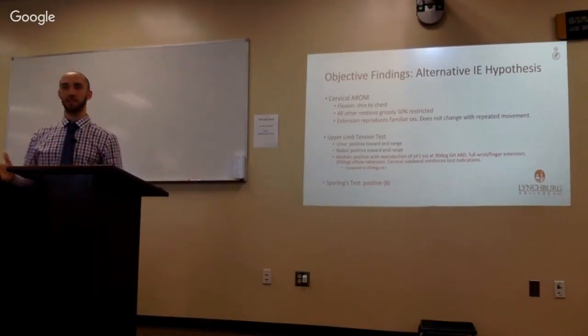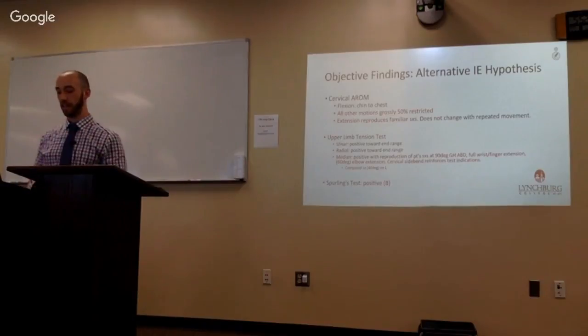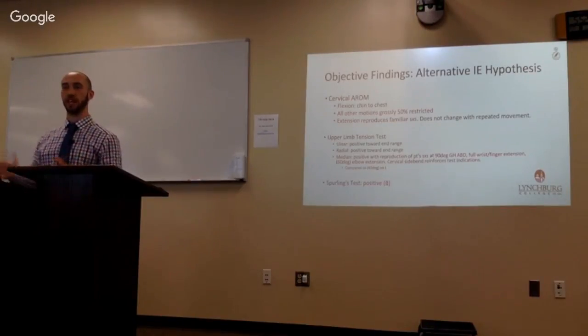So an alternative hypothesis would be looking more proximally at the neck. And what we find here is with a cervical motion, besides flexion, all other motions are grossly restricted by 50%. And extension actually reproduces his familiar symptoms definitively. Upper limb tension tests, ulnar was positive and radial were also positive, but these were at end range, and that was the same for right and left. Median nerve, though, was positive with reproduction of his symptoms, lacking the last 60 degrees of elbow extension, and this is reinforced with cervical side bending.